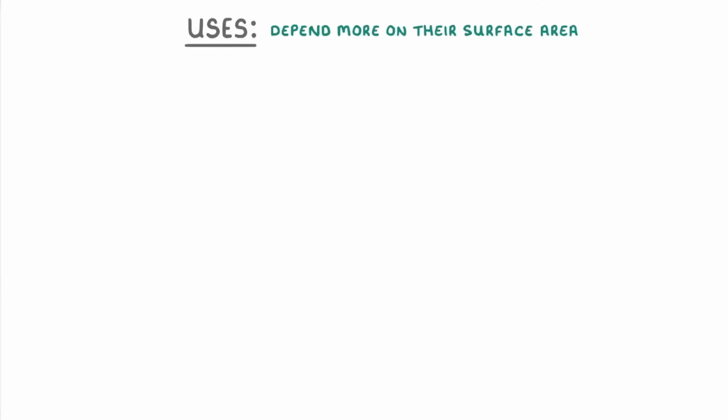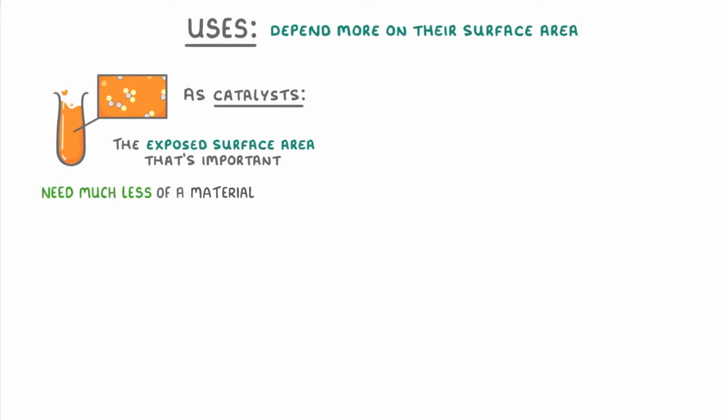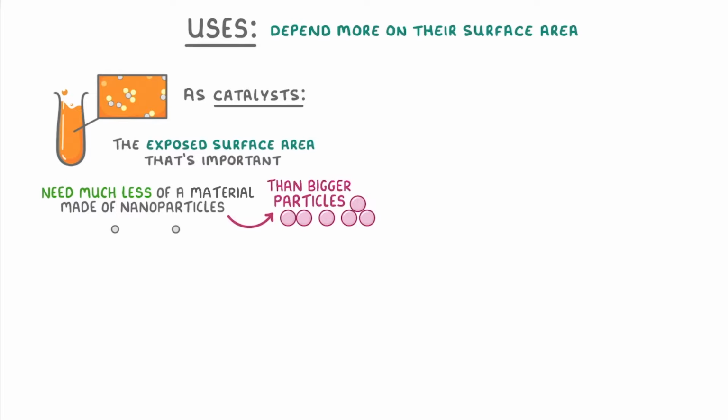The reason that this matters is that a lot of the uses of nanoparticles depend more on their surface area than their volume. For example, if we use them as catalysts to speed up the rate of a chemical reaction, then it's only the exposed surface area that's important. And so we'd need much less of a material made of nanoparticles than we would a material made of bigger particles, because the nanoparticles would have more surface area for their given volume.